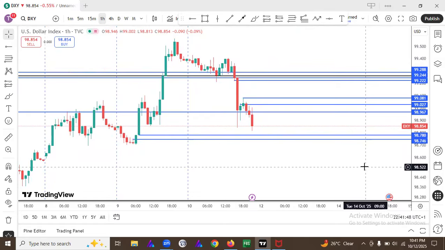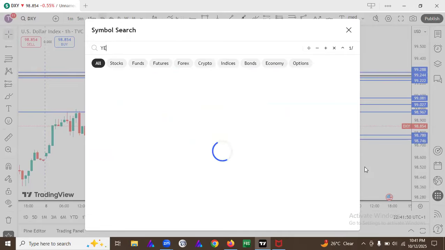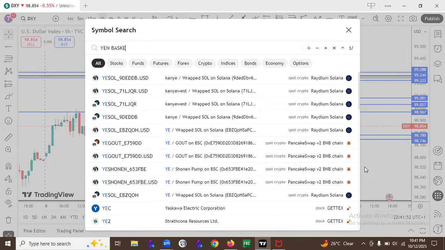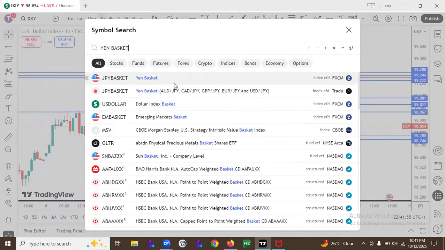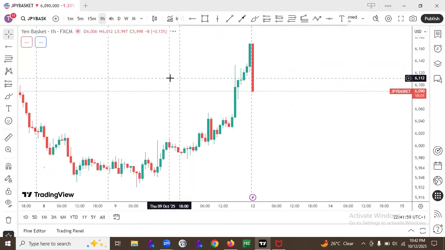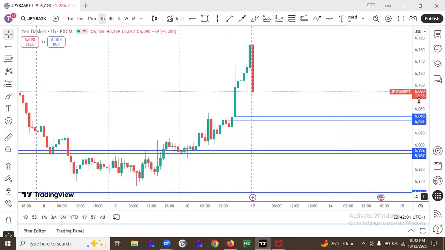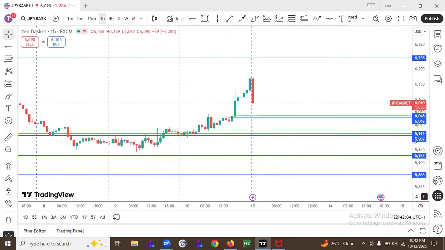Okay, so let's move on to yen baskets. You need to look at yen to know the strength of the yen, to know if yen is bullish or bearish. That is what will determine our decision on JPY pairs. So the market has opened for the week, and you can see at the moment yen is bearish. This is the first candle for the week, and you can see it's a massive drop on yen, over 60 pips now.